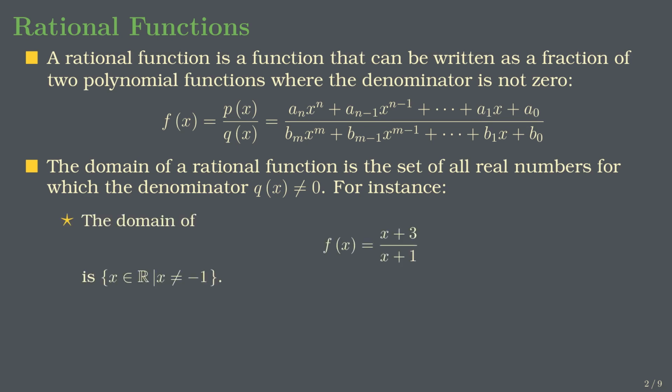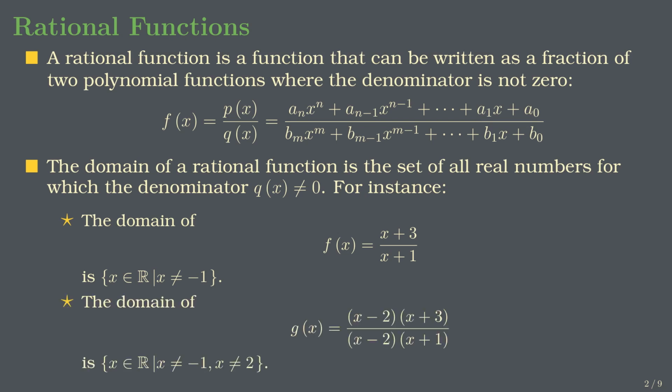zero. So for instance, the domain of f(x) = (x + 3)/(x + 1) is all real numbers that are not minus 1. And the domain of g(x), which is (x - 2)(x + 3) over (x - 2)(x + 1), is the set of all real numbers different from minus 1 and 2, because in this case the denominator is the product of x - 2 and x + 1. So in order for the denominator to be non-zero, x must be different from 2 and minus 1.